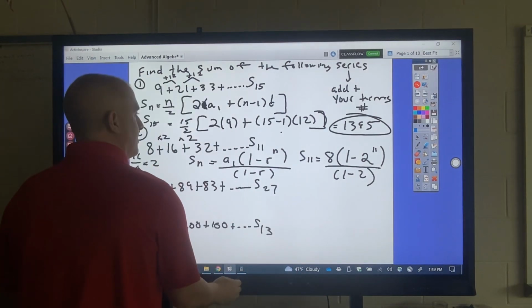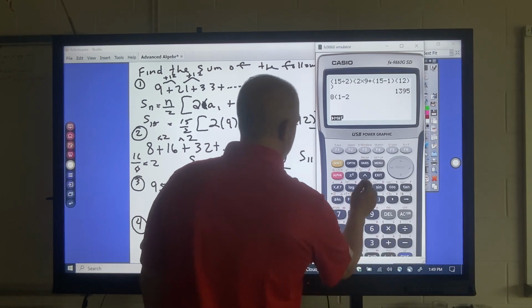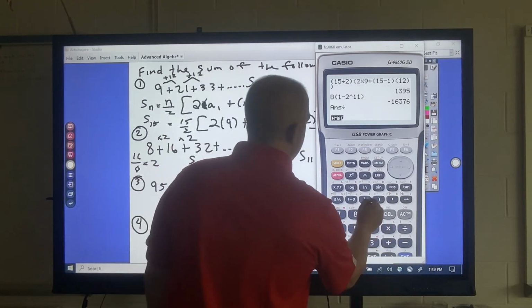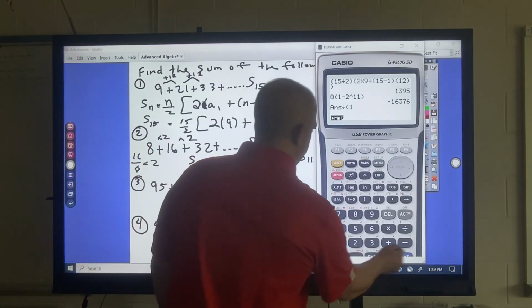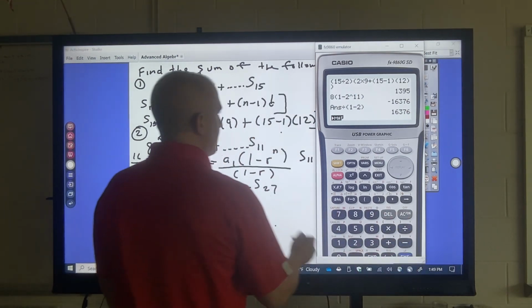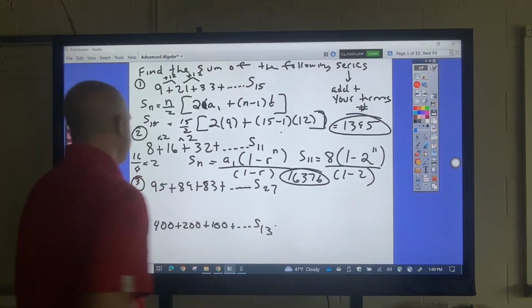The way I would do this is the numerator first, 8 times 1 minus 2 to the 11th power, close your parentheses. Then divided by the bottom, 1 minus 2, and I would put parentheses around that. That's my recommendation. That's 16,376. That would be considered the sum.